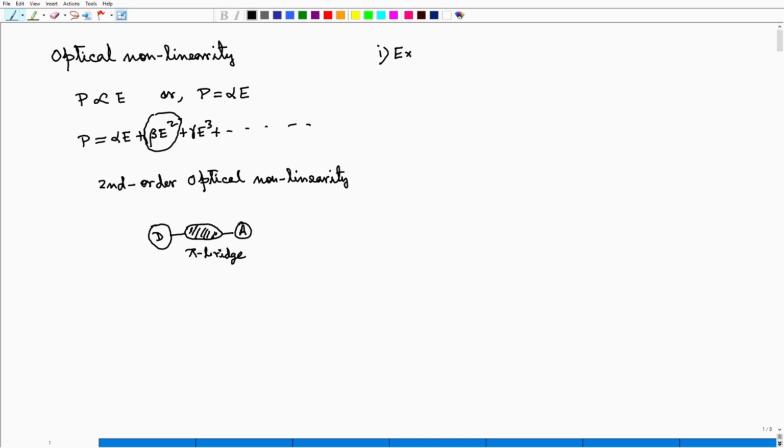What is that? Excited states. I am writing these things. Excited states, electronically excited states, close in energy to the ground state.